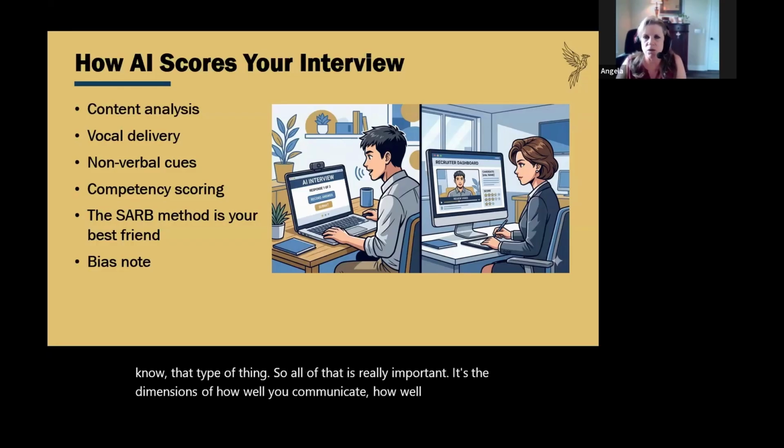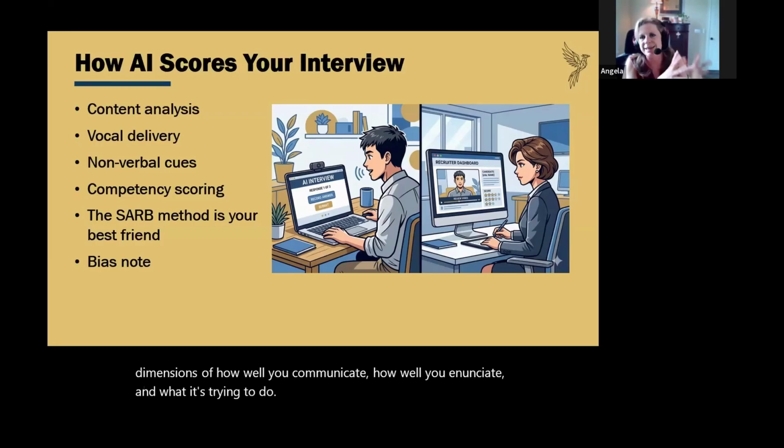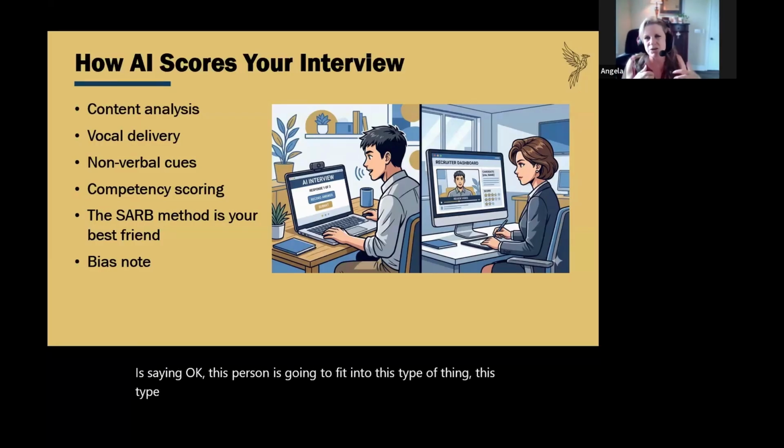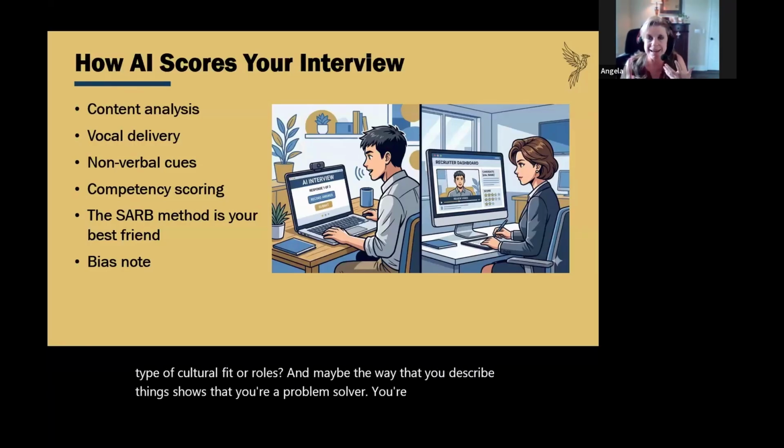And what it's trying to do is say, okay, this person is going to fit into this type of cultural fit or role. And maybe the way that you describe things shows that you're a problem solver, you're a great communicator, you're this, that, or the other. So it assesses those types of things as well.